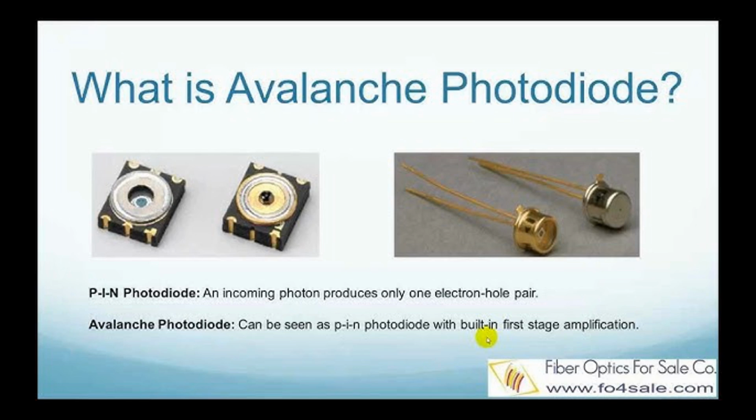High-speed data transmission. Photodiodes with fast response times are used to detect modulated light signals in high-speed data transmission, such as gigabit Ethernet and broadband networks.